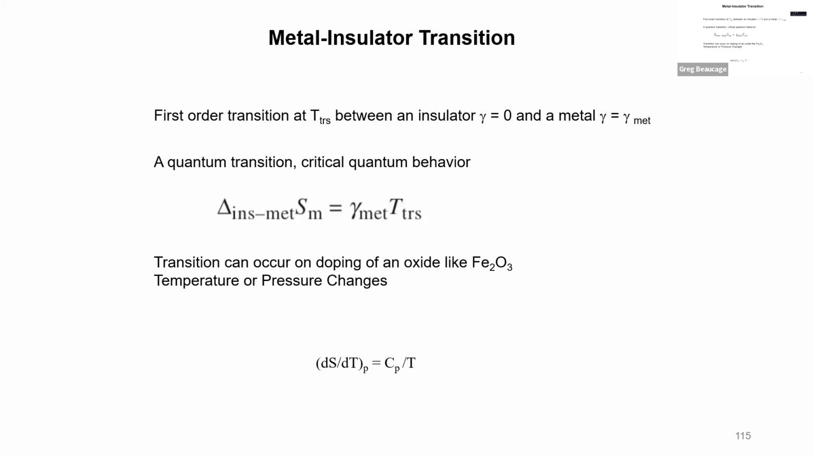But then there's other weird things that happen, I guess. Like the chapter has a lot of nuanced things, right? So let's see. Metal insulator transition. This is for iron oxide and then doping it. Well, when it's a metal, you have this electronic contribution to the heat capacity. When it's an insulator, you don't. I think that's part of the situation.